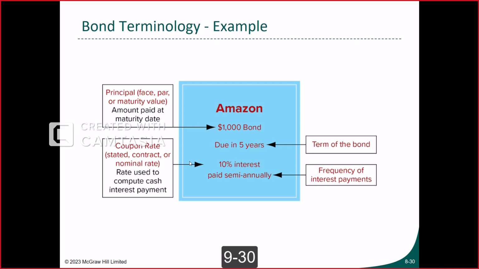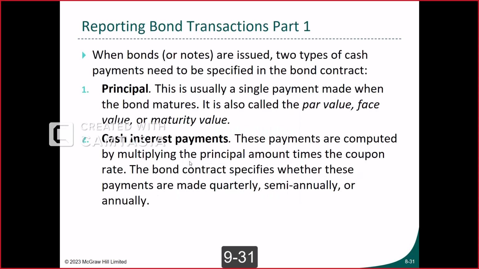Due in 5 years, that is the term of the bond, which gives us the maturity day. The maturity day is 5 years after the issuance day, and semi-annually, that is the frequency of interest payment.